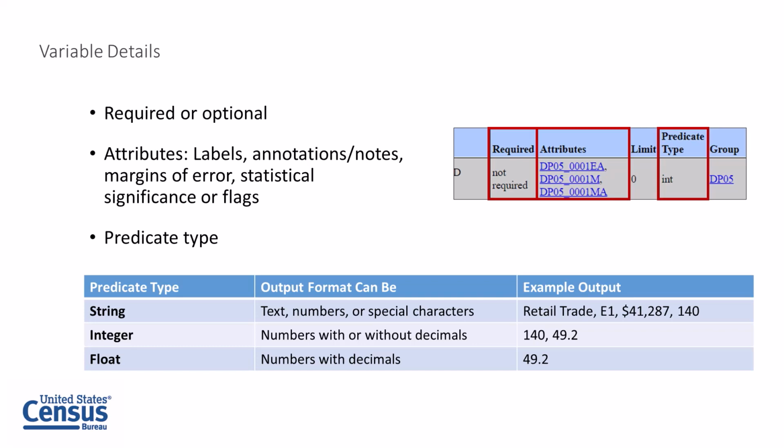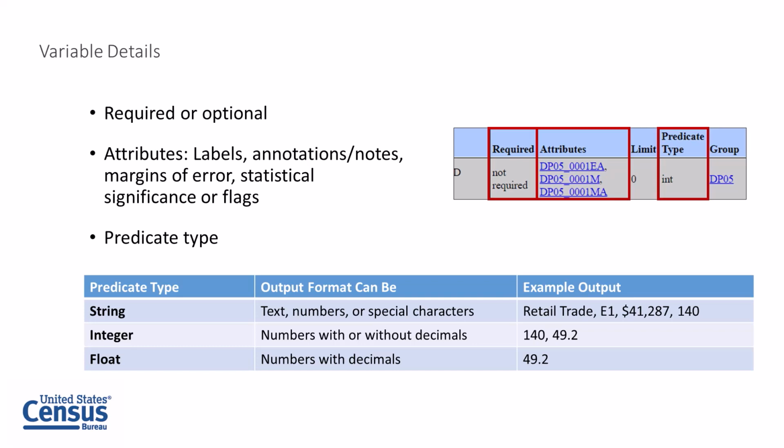The second detail is the attributes for your variable. Attributes are additional variables you can include in your API call that give more information for the primary variable. For instance, they may provide labels, annotations, notes, margins of error, statistical significance, or flags related to your primary variable. The last bit of information that you'll be able to see in the Discovery tool is the predicate type. There are a few main predicate types that we wanted to introduce you to: string, integer, and float. These predicate types tell you the specific output that your data can be in.